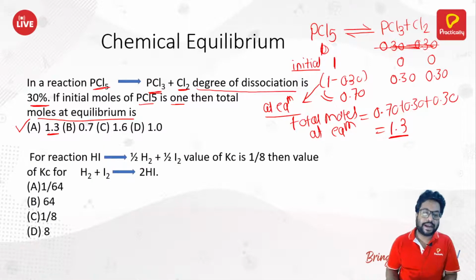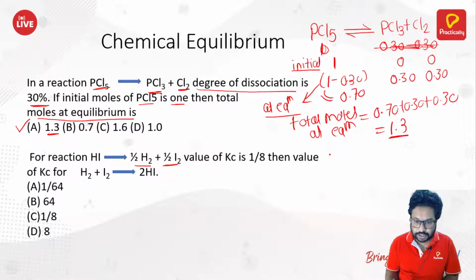Okay. Moving ahead. For a reaction, HI gives you half mole of H2 plus half mole of I2. The value of Kc is 1 by 8. Then what is the value of Kc for the exactly reverse direction? Let's write all of them. Let's write the Kc first. For the first reaction, let's write this as Kc1. Let's write this as Kc2, so as to make it easier.